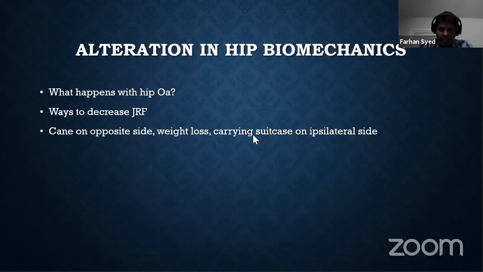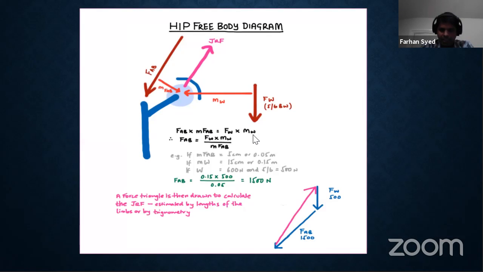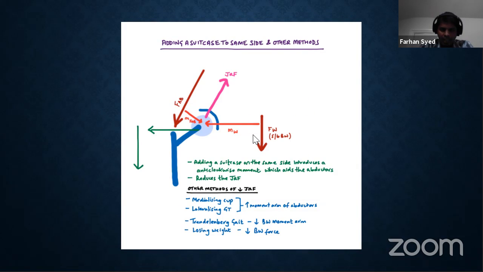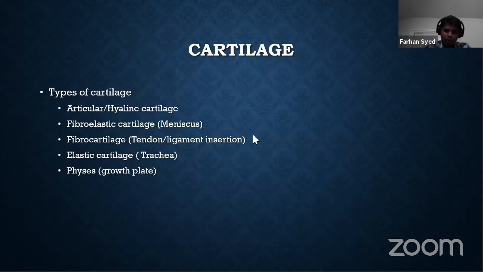So going back to the slides, these are the three important diagrams which you are likely to be asked in the exam to draw. One is the free body diagram of the hip. Second is the effect of a stick on the hip joint reaction forces. Third is the effect of carrying weight on the ipsilateral side. So having gone through this topic very, very fast, I will move on to the cartilage.